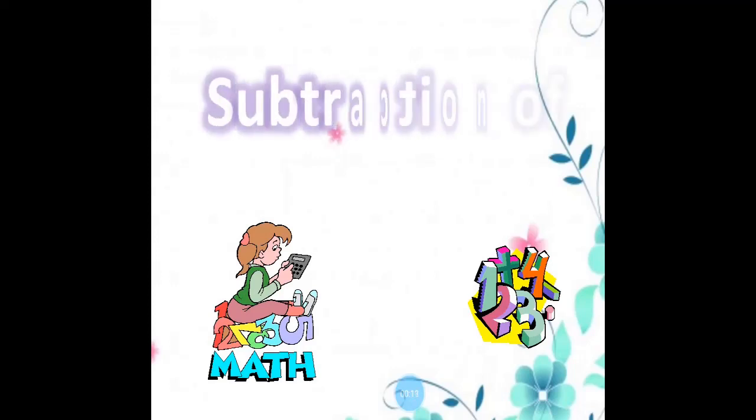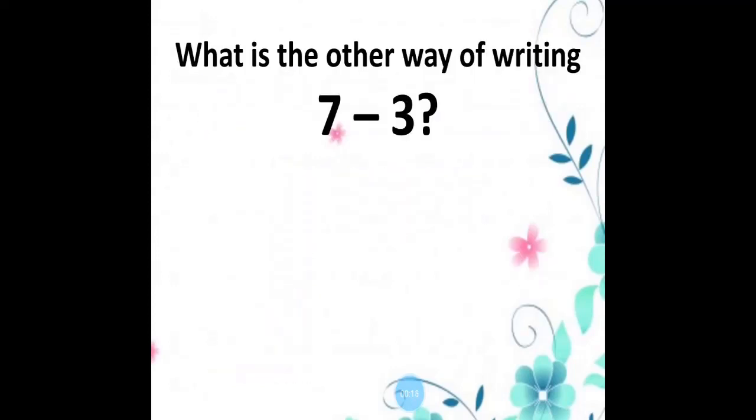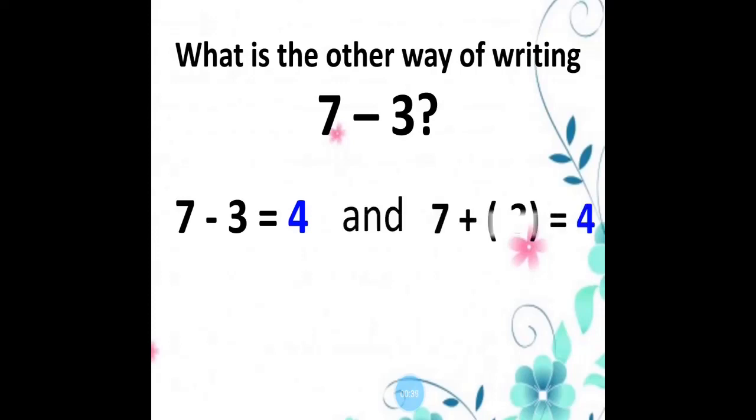So let's get started. What is the other way of writing 7 minus 3? If we're going to be asked to write 7 minus 3 in another way without changing its answer, what would it be? Let's have the first one. It could be written as 7 minus 3 equals 4, and 7 plus negative 3 equals 4, right?